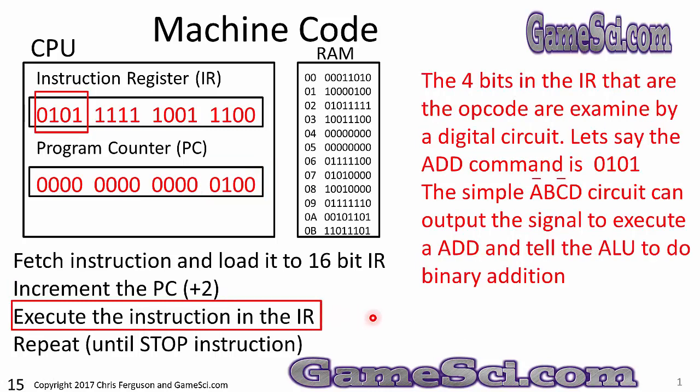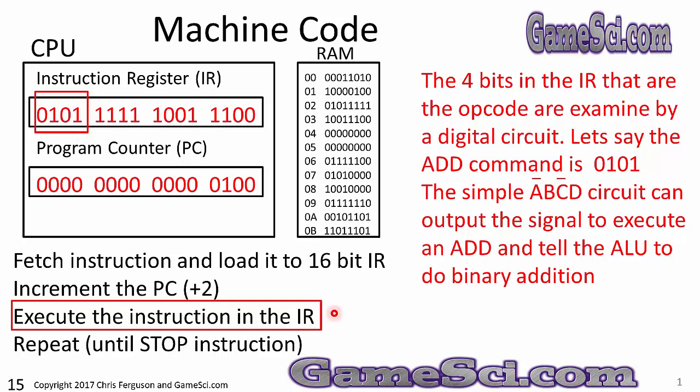Execute the instruction in the IR. The 4 bits in the IR that are the opcode are examined by a digital circuit. 0101 is in the IR in the first 4 bits. Here are the 4 bits, 0101. Let's say the add command is 0101. The simple not A, B, not C, and D circuit can output a signal to execute an add and tell the ALU to do binary addition.